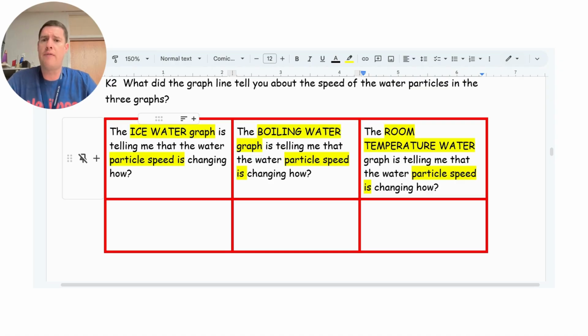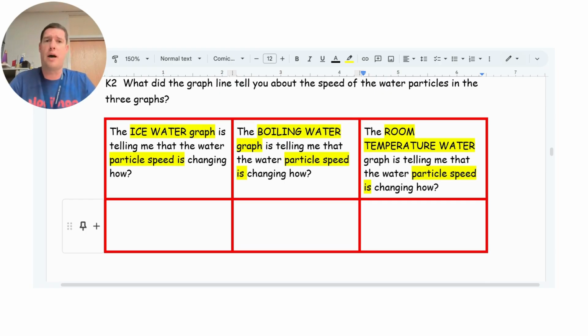So the ice water graph is telling me that the water particle speed is changing how? Well, if this water is in contact with ice, it's probably really cold. It's not quite ice, but it's probably pretty close. And ice, the particles in ice, don't move very much, right? So if the water immediately surrounded by ice is almost cold enough to be a solid, those particles probably aren't moving very much either.